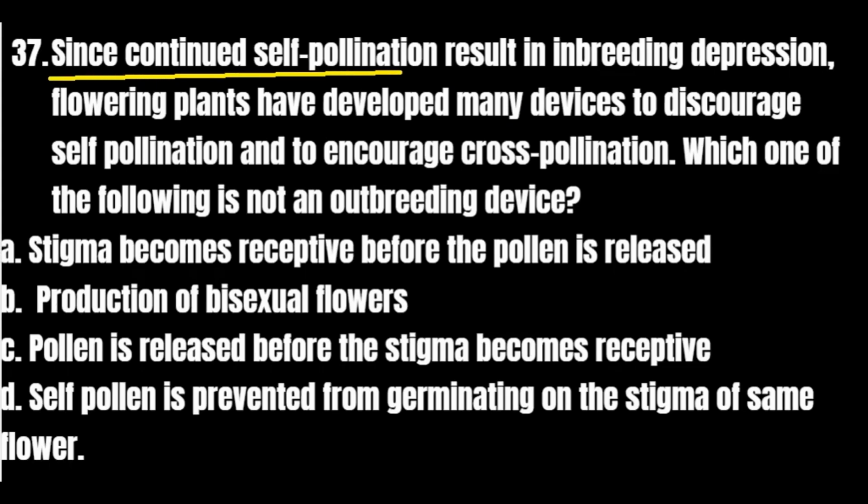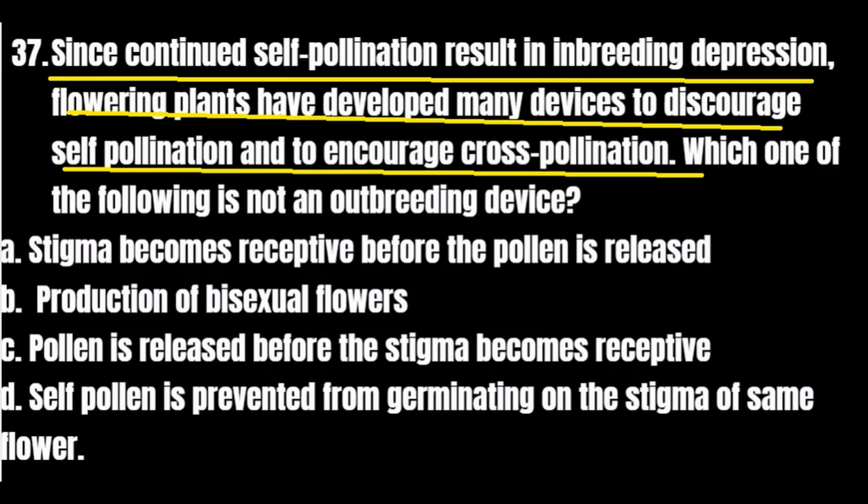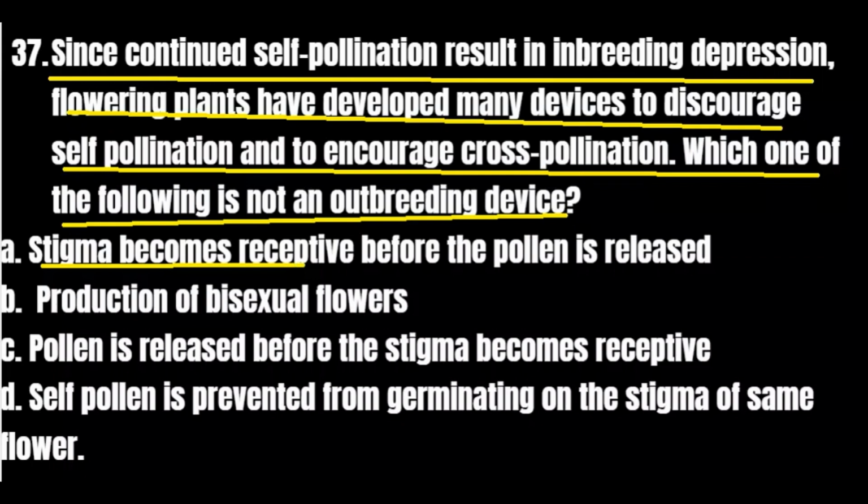Since continued self-pollination results in inbreeding depression, flowering plants have developed many devices to discourage self-pollination and to encourage cross-pollination. Which one of the following is not an outbreeding device? Option A, stigma becomes receptive before the pollen is released. That is an outbreeding device.